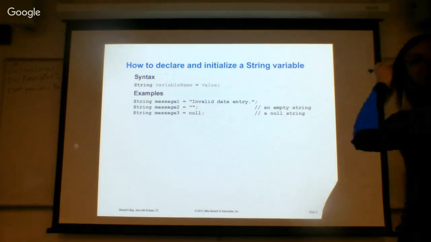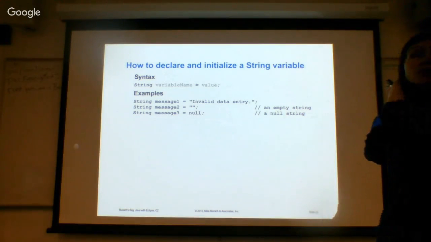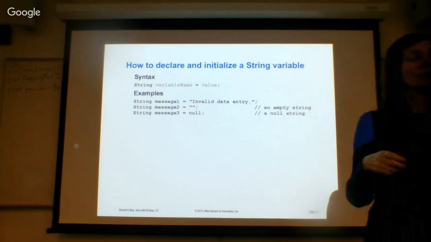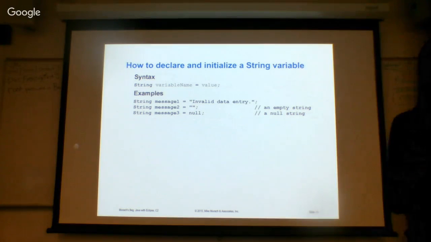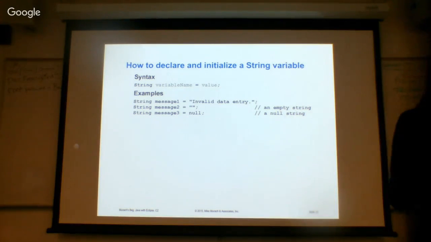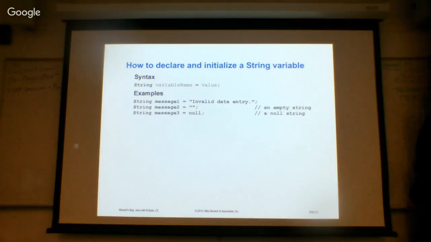So is null only used for strings? No, you can use nulls for other objects as well. Is it like the equivalent of undefined? It's kind of like undefined, but it is defined. It's just we don't know what the value is. Could you check if it's undefined by checking if it's null? Yes, you can do that.